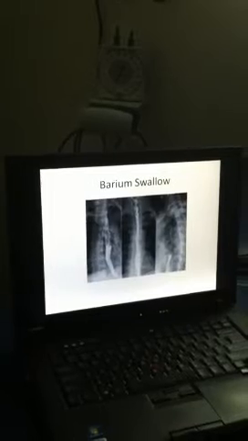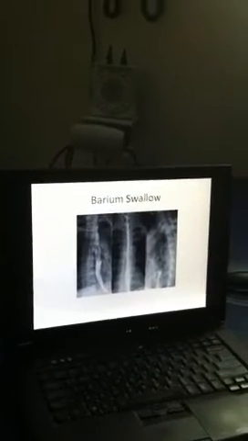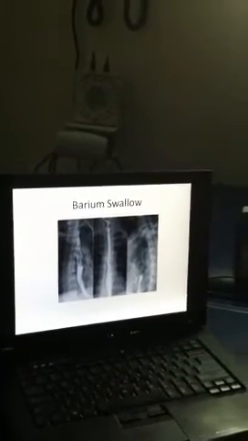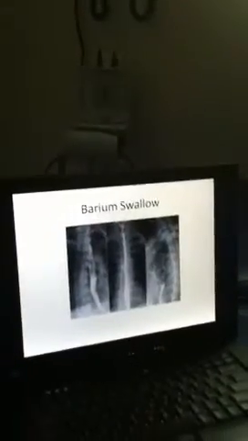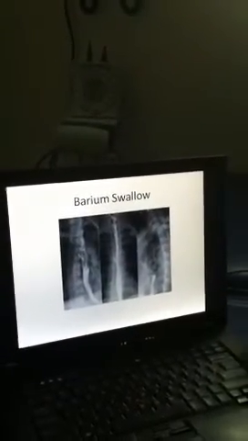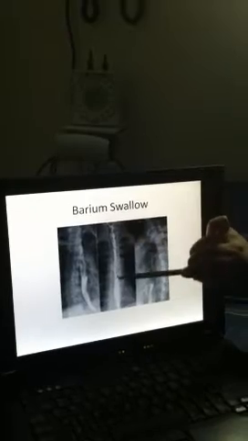Okay. Sorry. This is a barium swallow. I apologize, the image is not that great. When I blew it up, it got a little blurry. But there's really only one structure you can see, and it's this one right here. Does anyone know what this is?